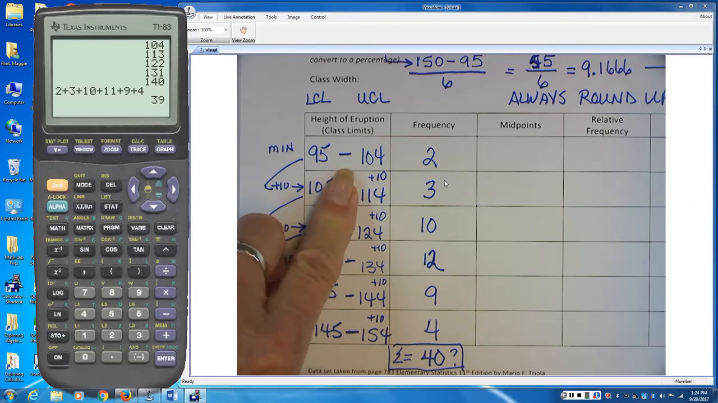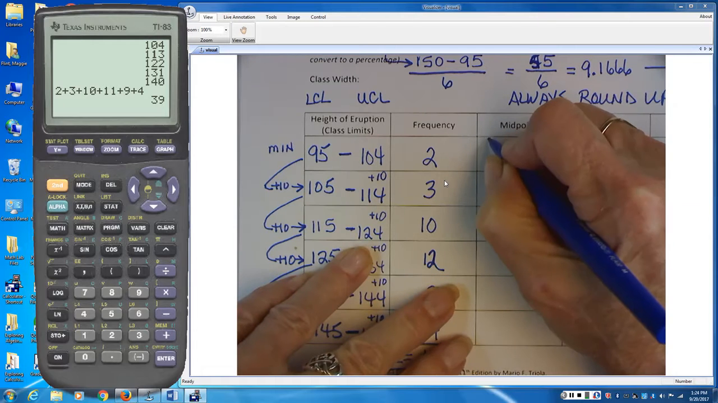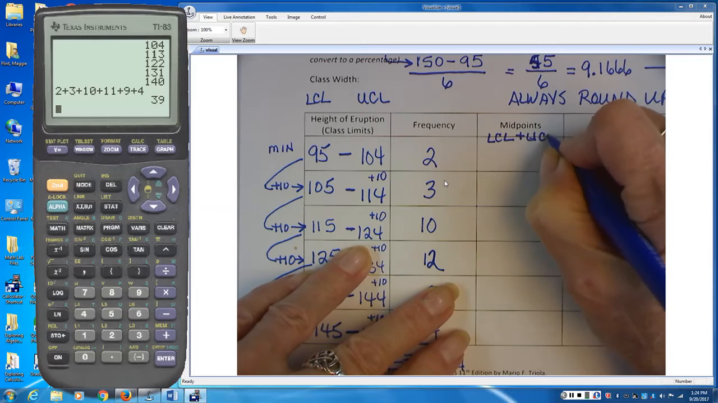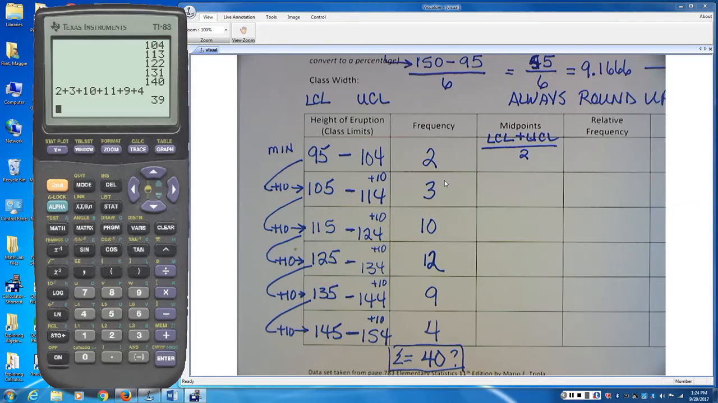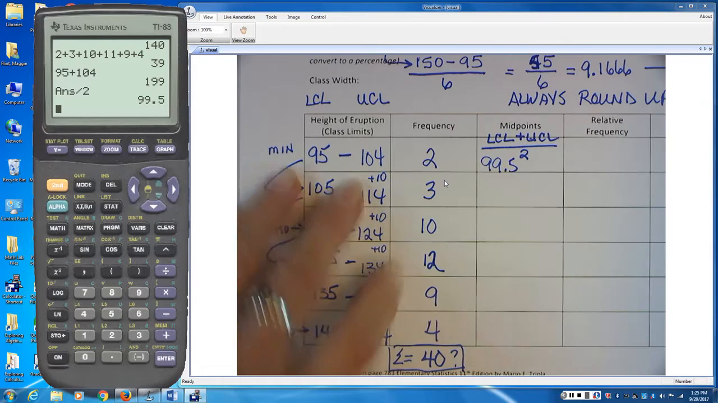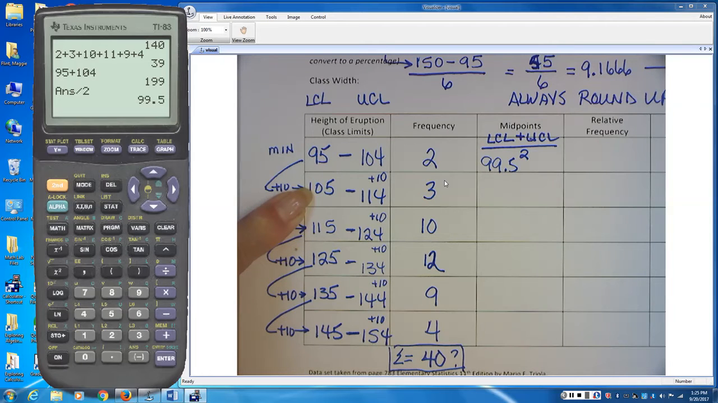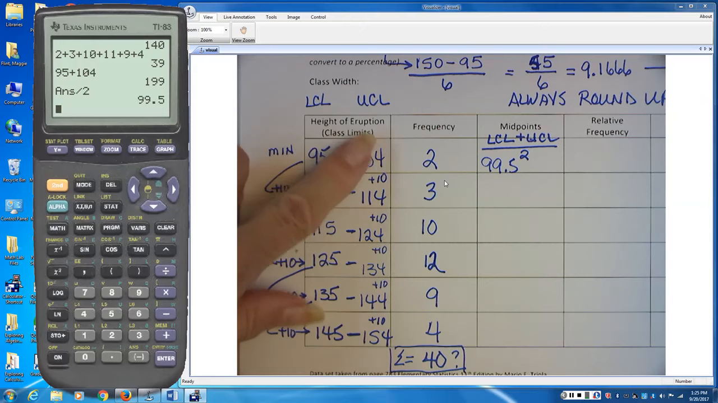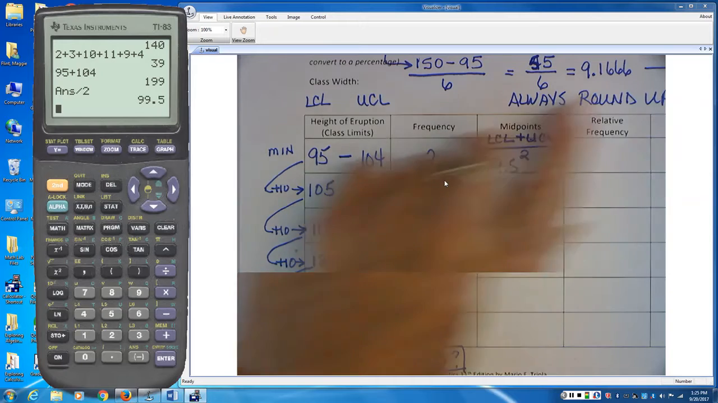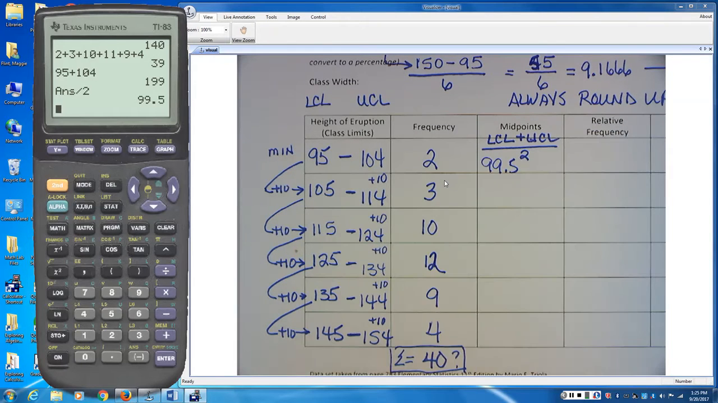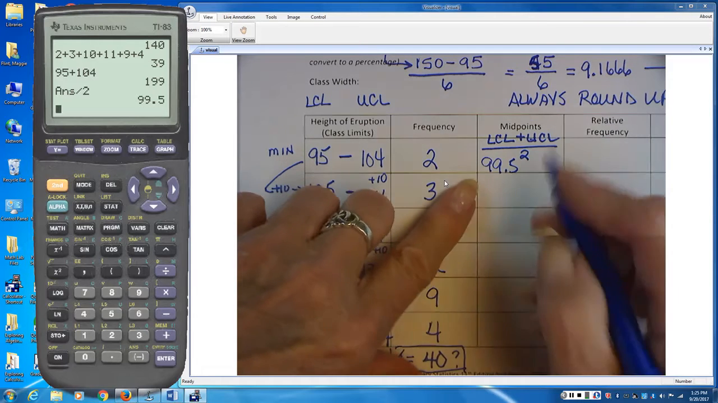But the best way and the easiest way is just to remember a little formula. Take your lower class limit plus your upper class limit and divide by 2, and you'll always get the right midpoint. So 95 plus 104, enter, divided by 2, enter, 99.5. Okay? Now I could do that for all of these, 105 plus 114 divided by 2, and get the next one. But again, how did I get from here to here? Add 10, add 10, add 10, add 10, add 10. Same thing here, 10, 10, 10, 10, 10, 10. That's why getting this part of it correct is so important, because you don't need to do anything arithmetic-wise to find the rest of your midpoints. Add 10.